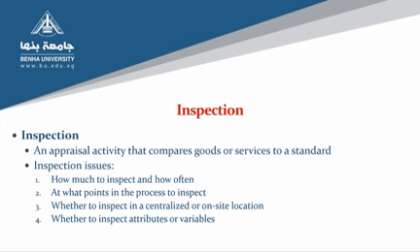The purpose of inspection is to provide information on the degree to which items conform to a standard. The basic issues are: first, how much to inspect and how often. Second, at what points in the process inspection should occur. Third, whether to inspect in a centralized or on-site location. Fourth, whether to inspect attributes, in other words, count the number of times something occurs, or variables, in other words, measure the value of a characteristic.